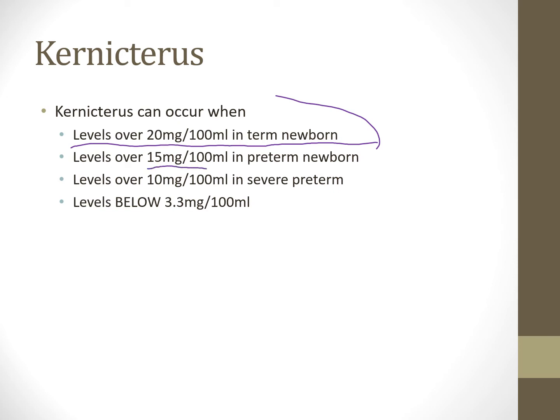Do you guys see a pattern here? They're more prone to kernicterus the smaller they are. Preterm kids, look at that point there, 10 milligrams per 100, more prone to crossing that blood-brain barrier. So we have to be very aggressive. The smaller the baby is, the more preterm the baby is, the more aggressive our therapeutic interventions are going to be to prevent kernicterus. It can even occur, right? See this point here, levels below 3.3. In some babies, it can occur even in levels below 3.3 milligrams. It's been documented that it can occur there. So this is a very serious issue. That's why I bring it up here.